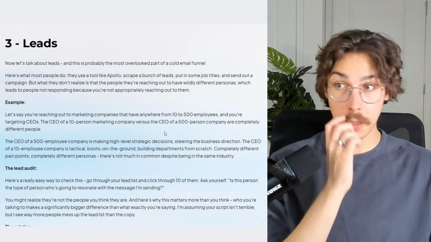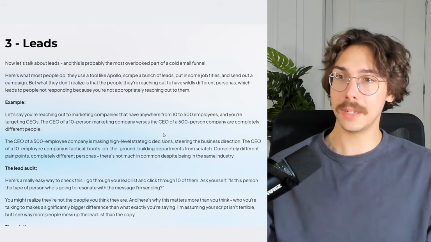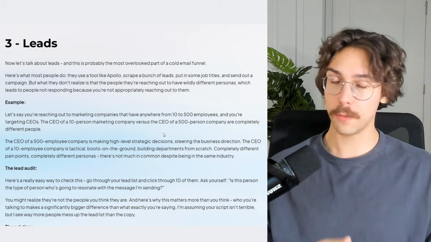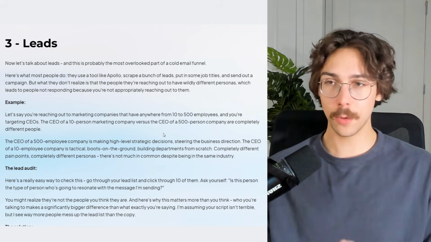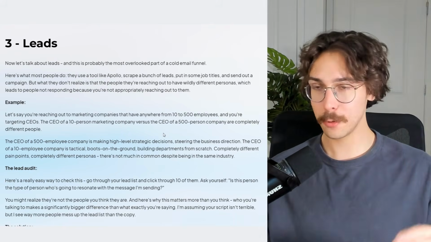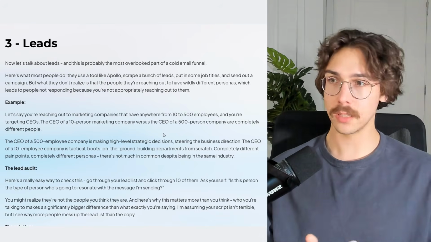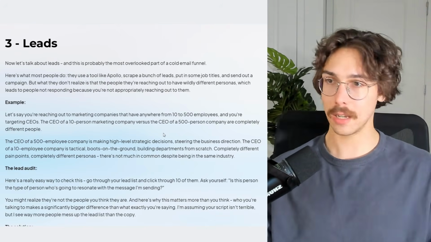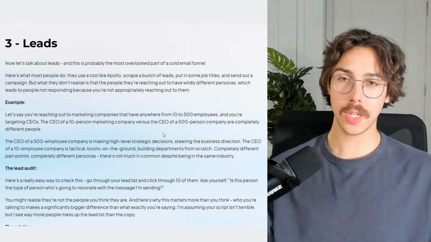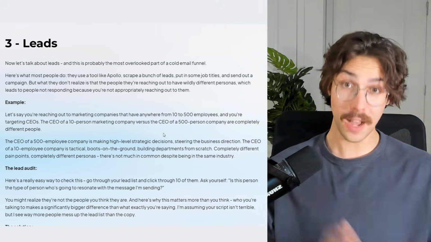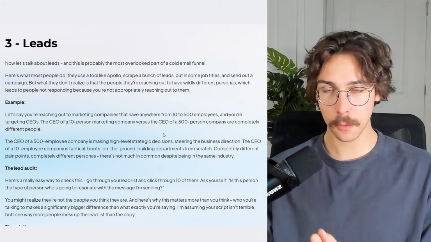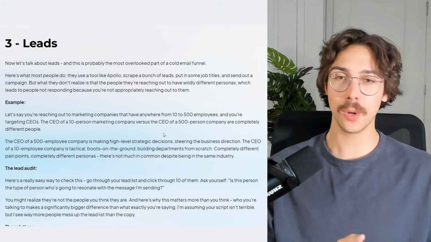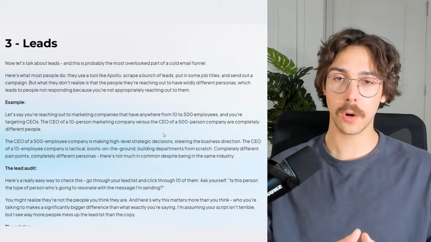As an example here, let's say you're reaching out to marketing companies that have anywhere from 10 to 500 employees, which is a pretty wide range. But this is what a lot of people do. They'll say, I want to work with companies that have anywhere from 10 employees up to 500 employees. And they want to target CEOs in this example. The CEO of a 10 employee company compared to a CEO of a 500 person company are completely different people that have completely different problems, completely different pain points, and the way that you talk to those people is completely different.